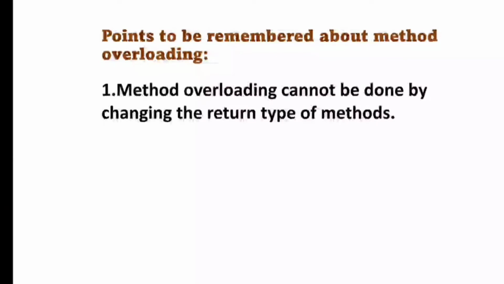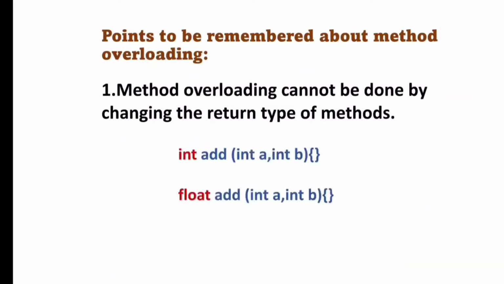So method overloading cannot be done by changing the return type of the method. That means we cannot overload the method by changing the return type. Now see here, both methods have the same name and the number of parameters is also the same, but the return types are different. So the question comes, is it a valid way to overload the method?